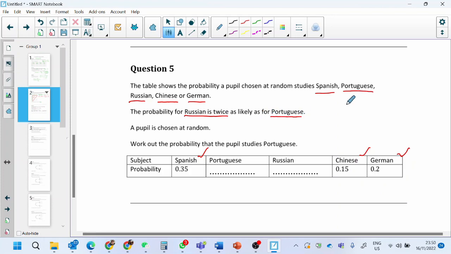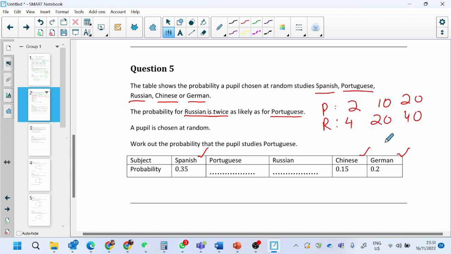So if the probability of Portuguese is 2, then the Russian will be 4, because Russian is twice as likely as Portuguese. And if the Portuguese are 10, the Russian will be 20. If the Portuguese are 20, the Russian will be 40, because the Russian are twice of Portuguese.